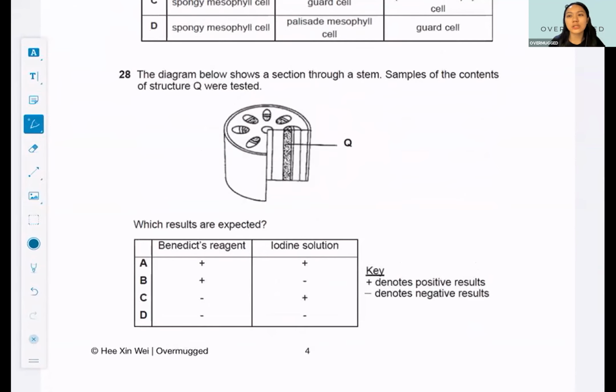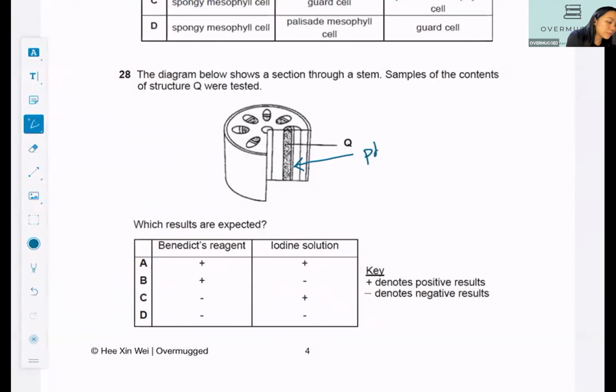And this question is actually, for those of you who have bought the curated notes, what I put in the curated notes, because I thought that this is always a little bit tricky, not challenging, but tricky. Firstly, identifying the tissue that is pointing to a structure Q, and the inside is the xylem. And of course, xylem transports water and mineral salt, so it wouldn't show any result for Benedict reagent and iodine solution. How about if it's pointing to this part? What would be the result? That was what I put in the curated notes.